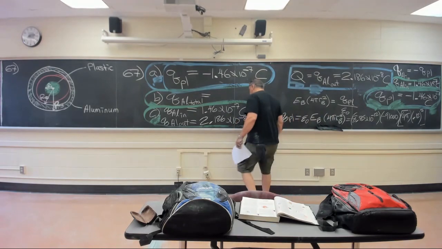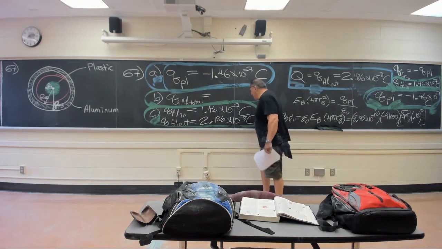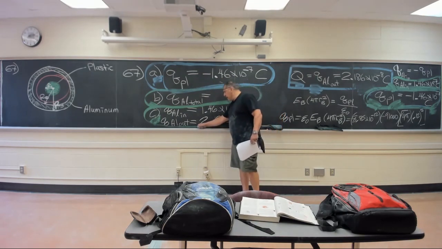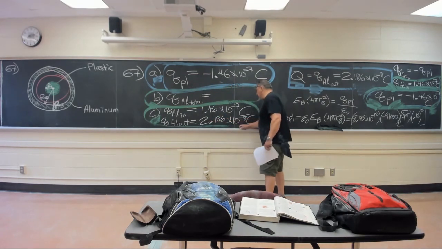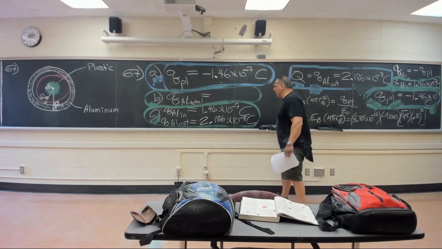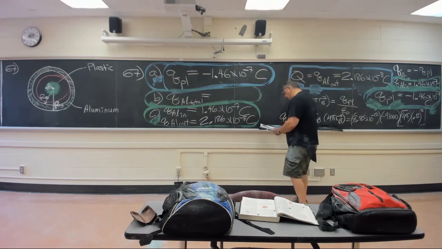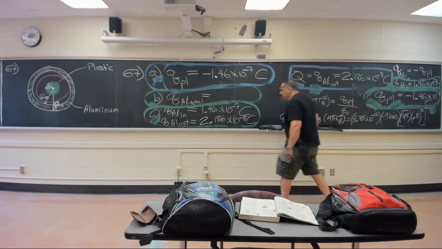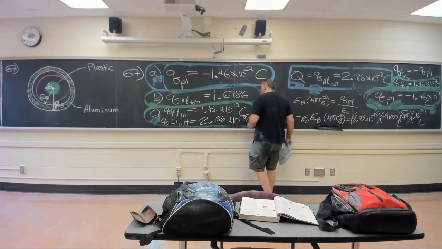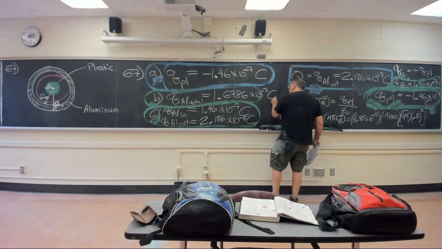Is it true that you could make the 2.186 times 10 to the negative 8, you can make it 0.2186 times 10 to the negative 7? 0.2186 times 10 to the negative 7 plus 1.46 times 10 to the negative 7 is 1.6786 times 10 to the negative 7 coulombs.